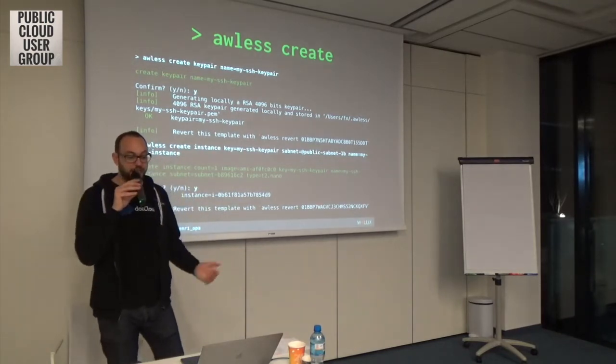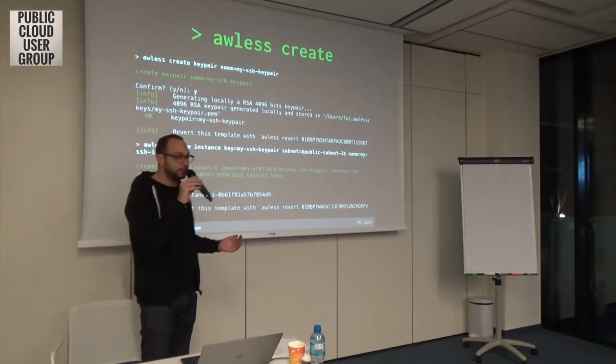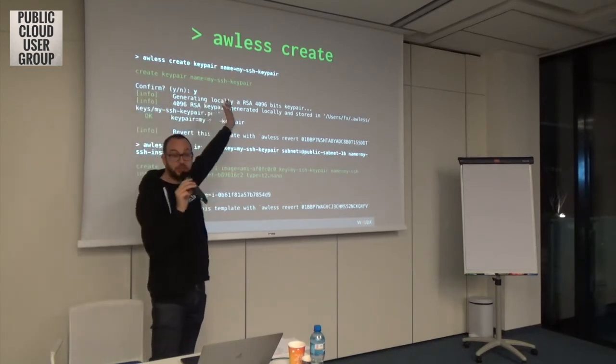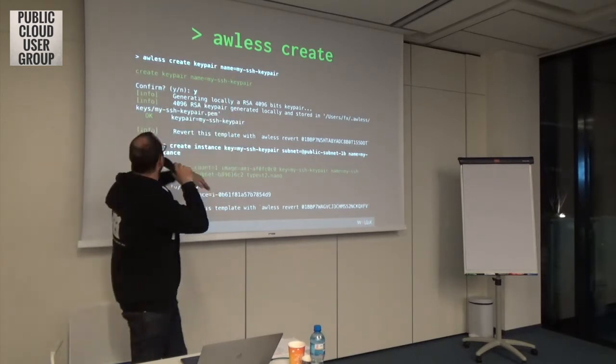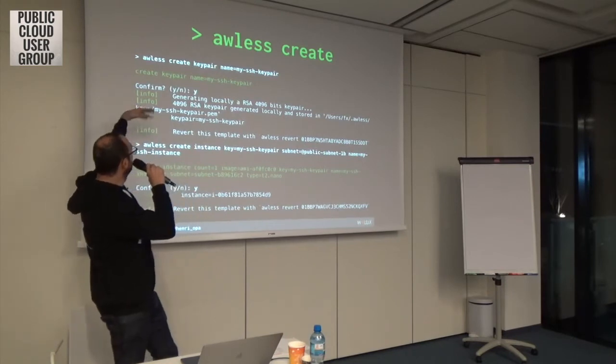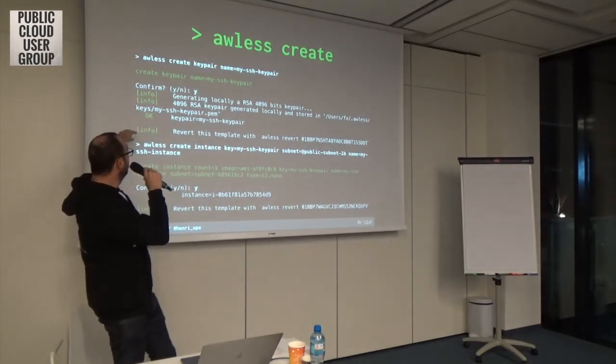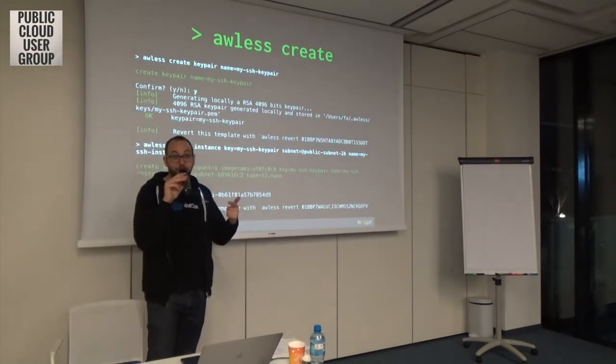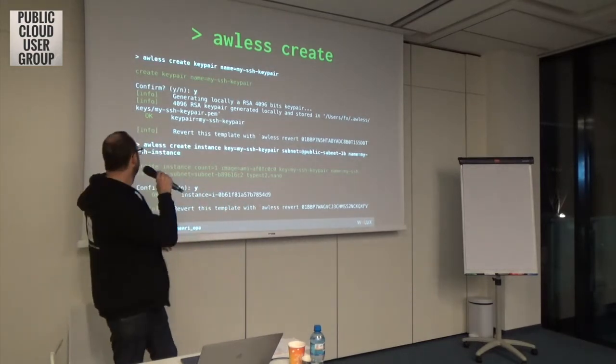Beyond listing, you can create things. So for instance, you can create a key pair, and you just say, AWLESS create keypair, and you give a name to my key pair, and that's it. It says, okay, it will generate the key pair locally, it will then push and register the key pair on AWS in a single command.